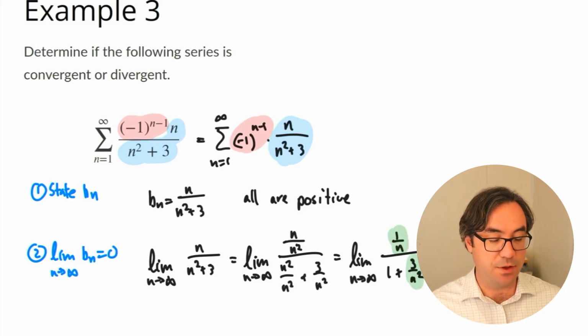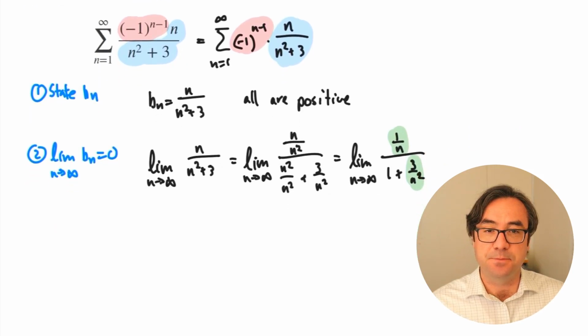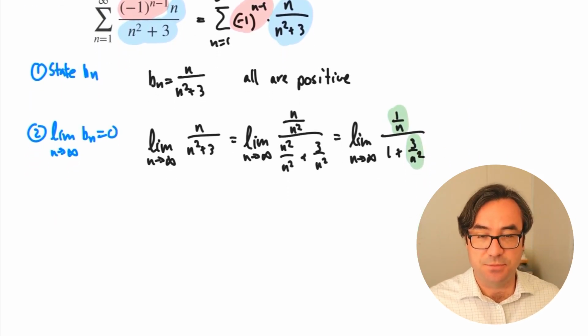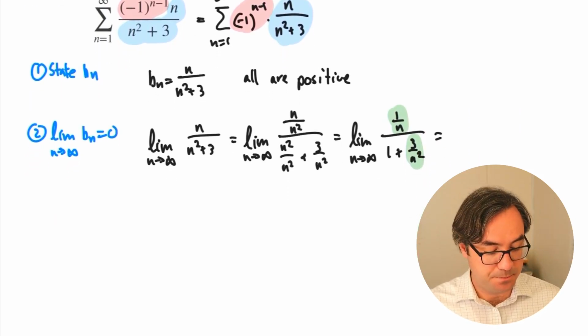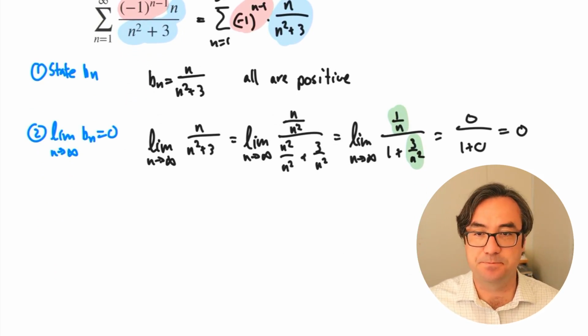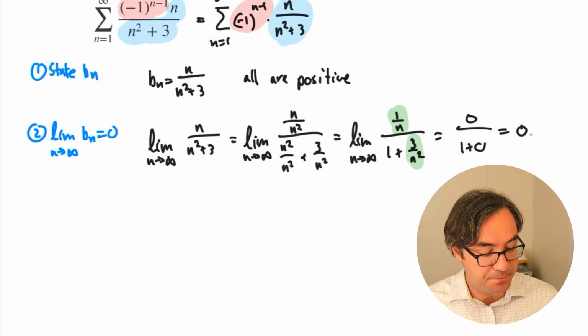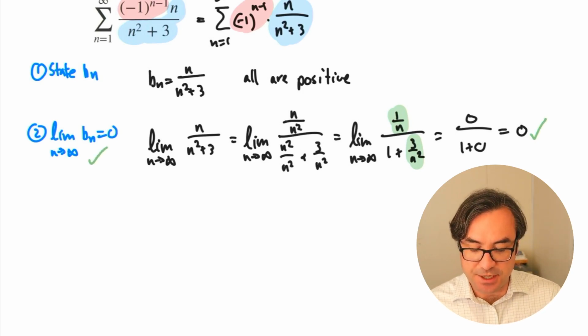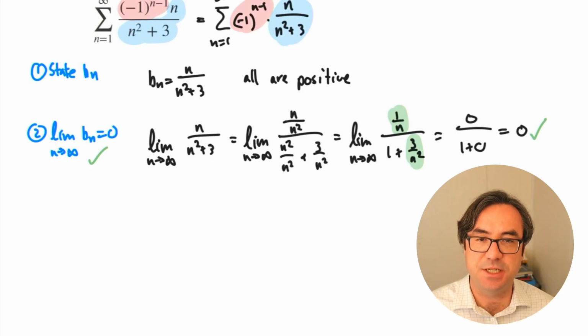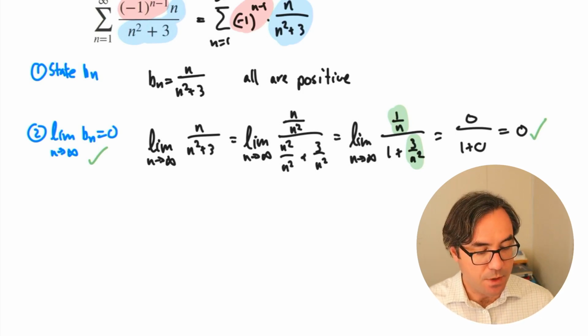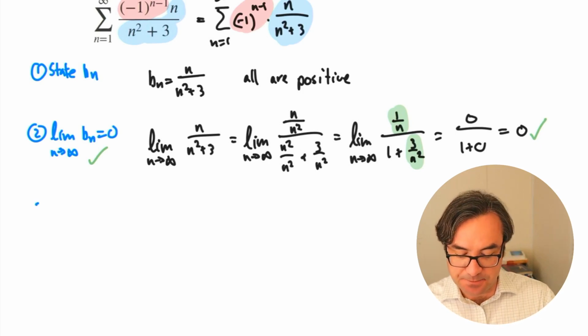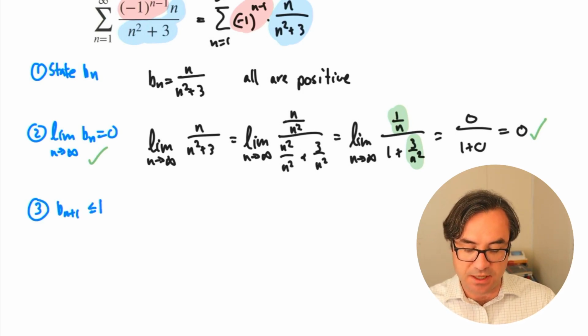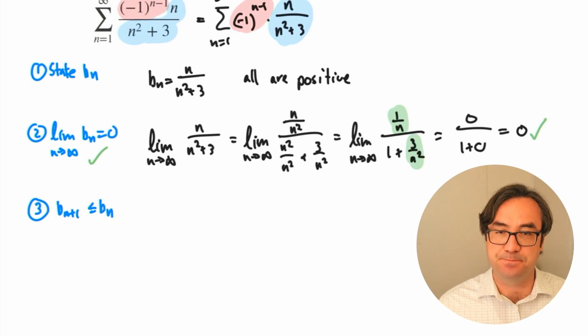And what we end up with when we calculate the limit is just 0 over 1 plus 0, which is just 0. So, checks out. All right, so that first condition is satisfied. It's equal to 0. All right, what do we need to do next? This is where we need to prove that inequality, that Bn plus 1 is less than or equal to Bn.